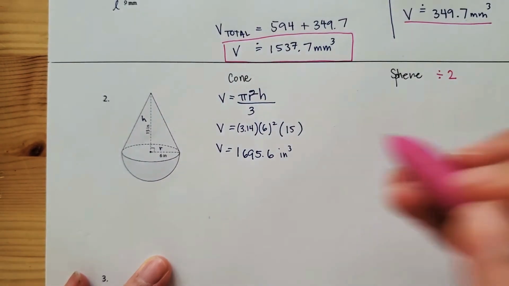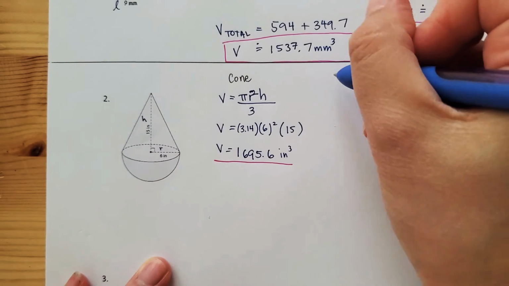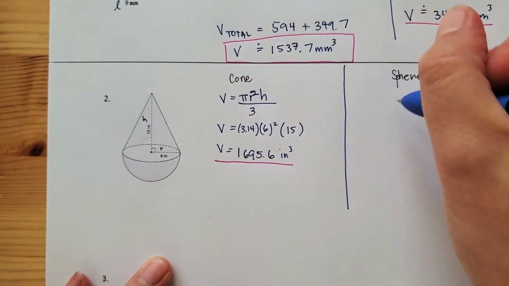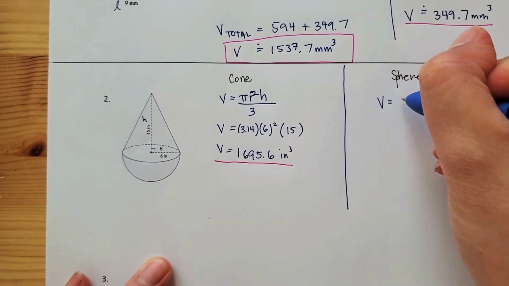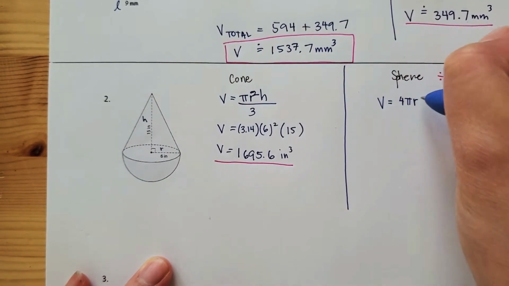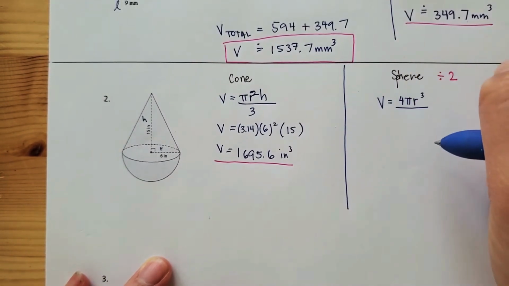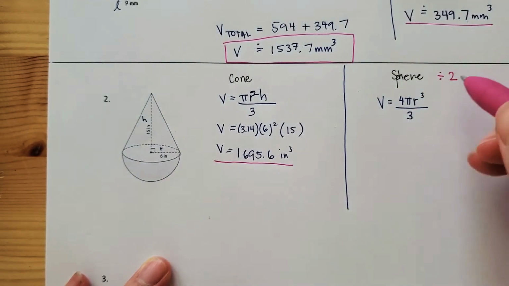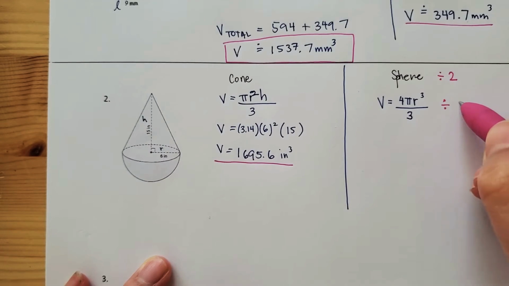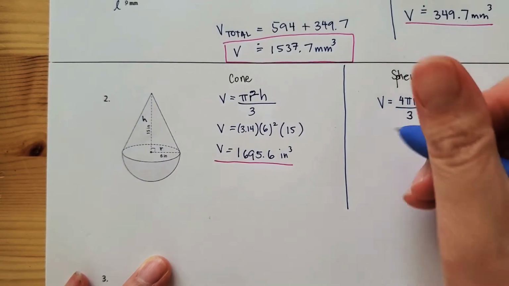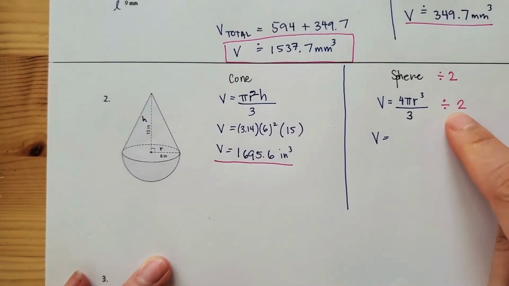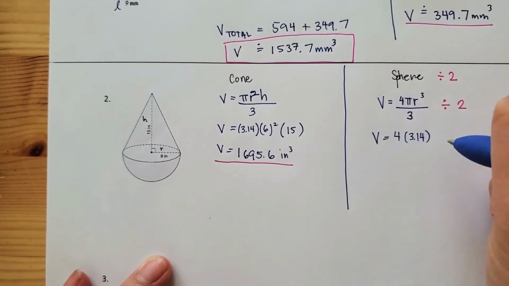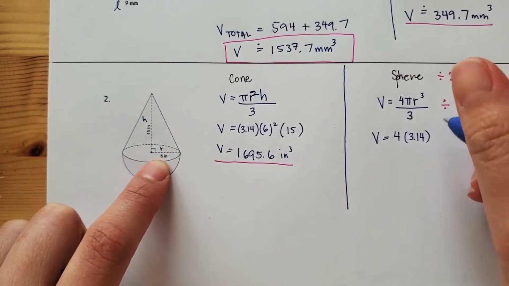Okay. So again, I'm just going to underline this because I'm going to need that for later. And then for the sphere, the formula for volume of a sphere is 4 times pi times radius to the power of 3 divided by 3. Okay, and don't forget this over here. We're going to take half of it. Okay, so we'll do that part last. So we have 4 times 3.14, and the radius is 6.